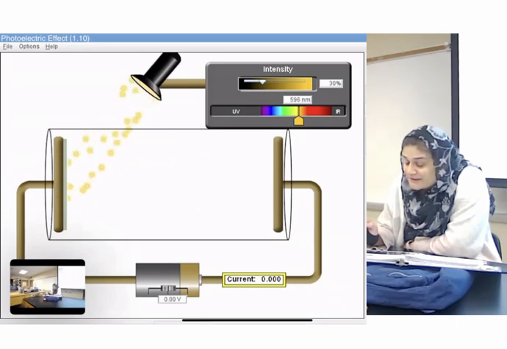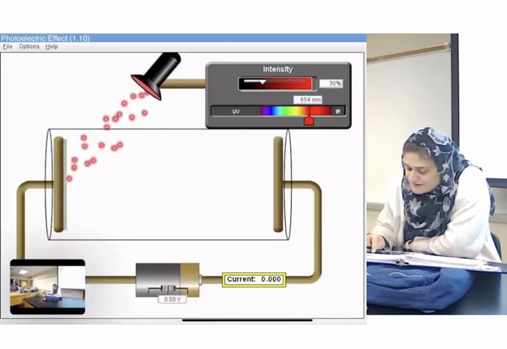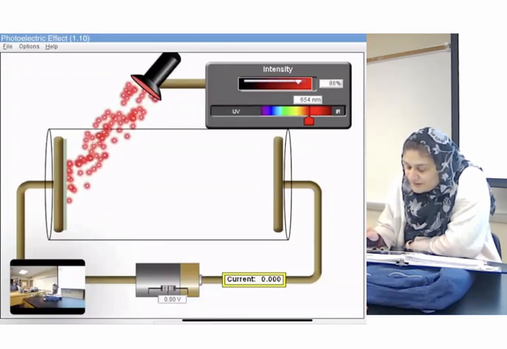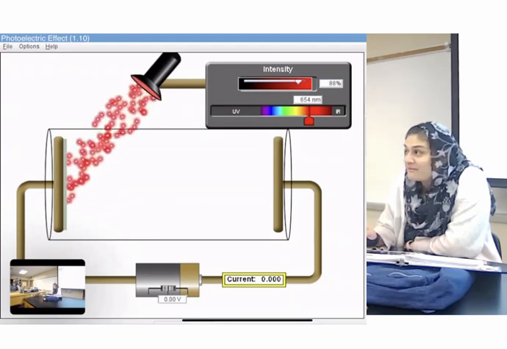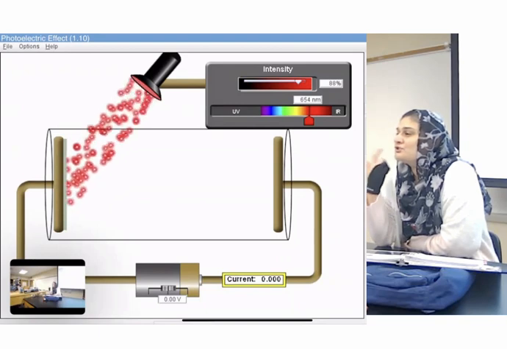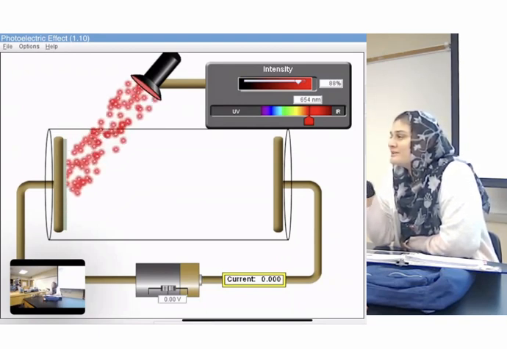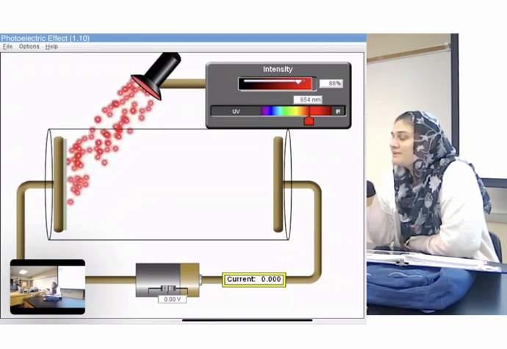Any electrons coming out? What about red? I can increase the intensity as much as I want. Any electrons coming out? That's weird. Wouldn't you assume that if I just throw a bunch of photons on it, shouldn't they just start ejecting electrons?